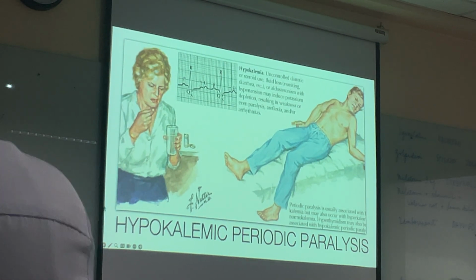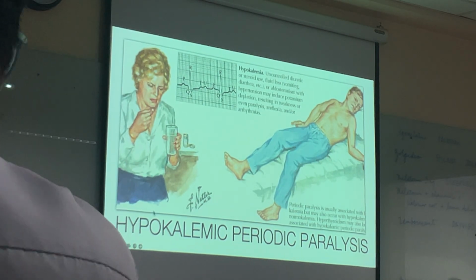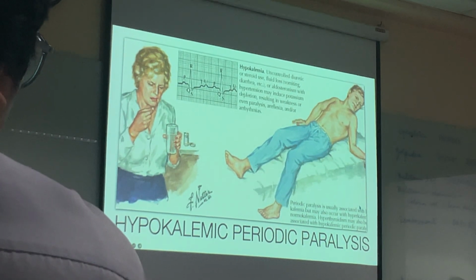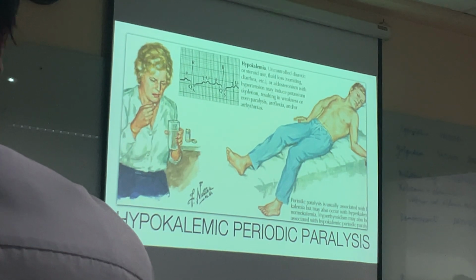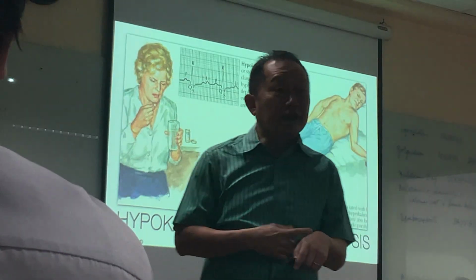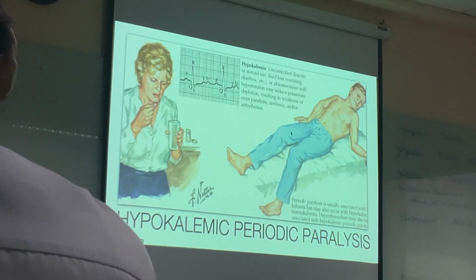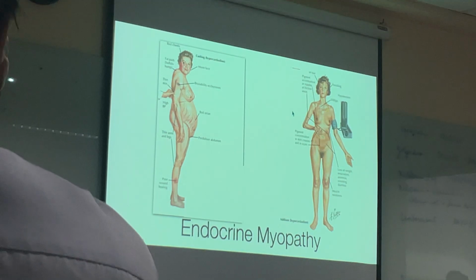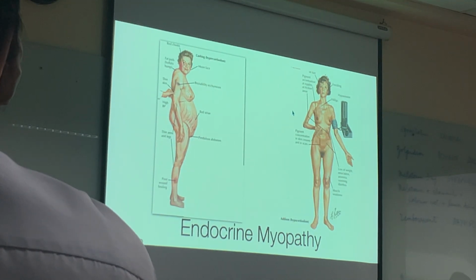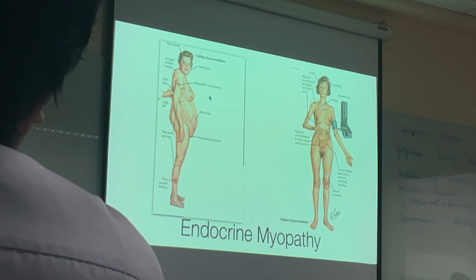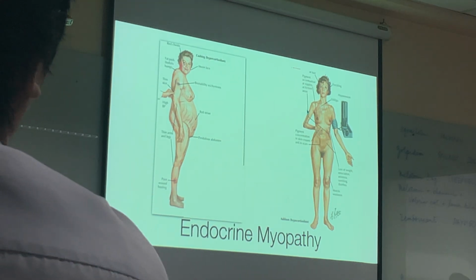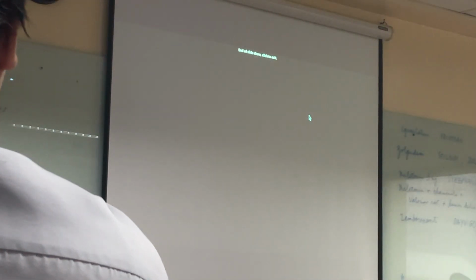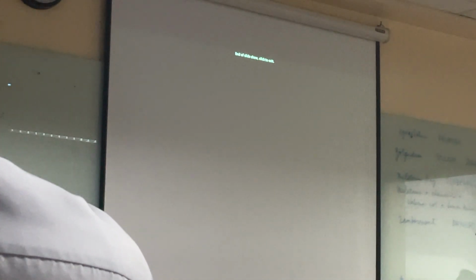Okay. In fact, KCl is included in the cocktail for lethal injection. Clear? Okay? Endocrine myopathy. Okay. So, I think this is Cushing syndrome. This one probably since she's payat na payat, Addison's. Okay? That's it. Any question? Any questions?